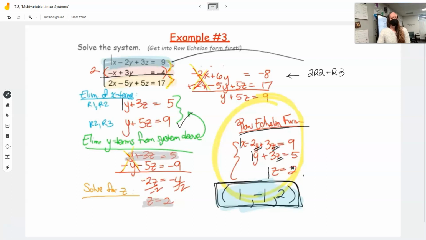But Jackson, it's the same thing: we go up one step to plug in and solve for y, right? And then y equals, after a little bit of work, negative 1. And then we take our z and our y, and we solve for x equals 1 after some work.